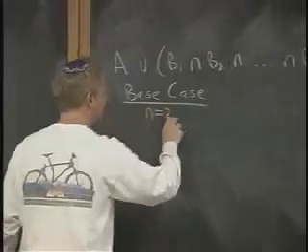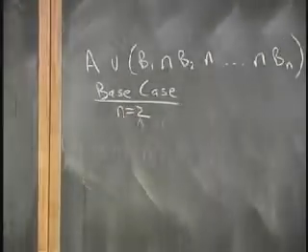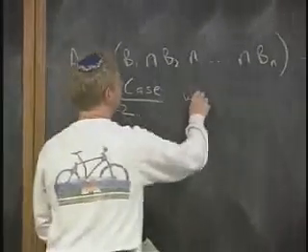So the base case is when n equals 2, and we just did that before. We just did that.